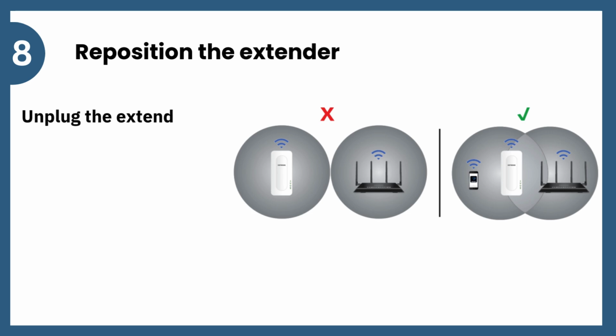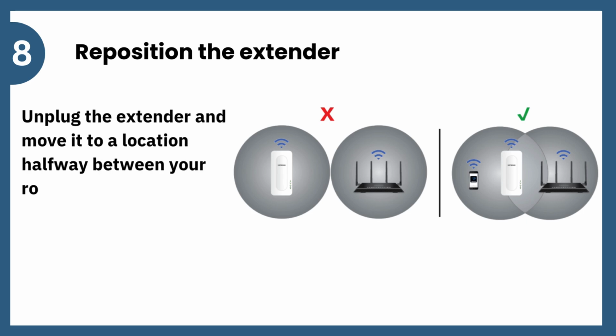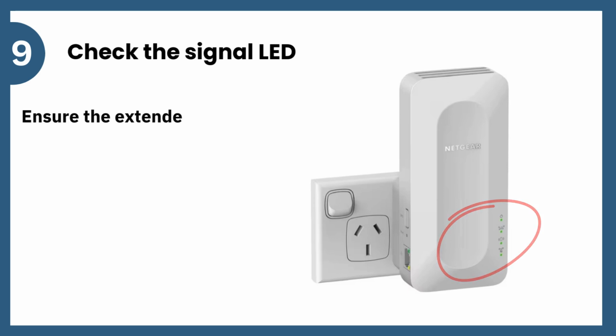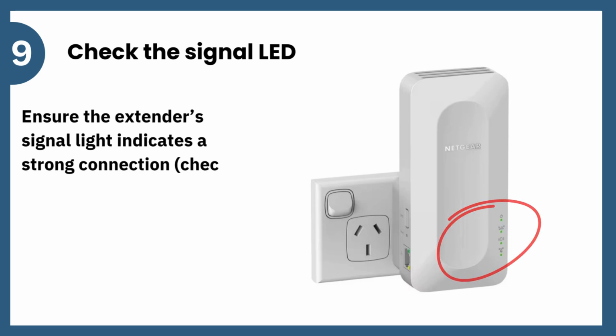8. Reposition the extender. Unplug the extender and move it to a location halfway between your router and the area with weak Wi-Fi. 9. Check the signal LED. Ensure the extender's signal light indicates a strong connection. Check the manual for color codes.